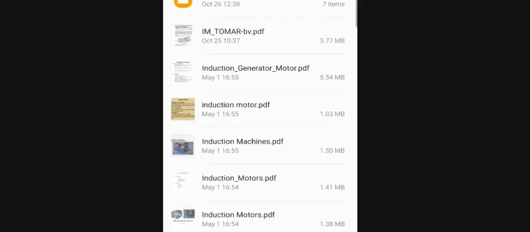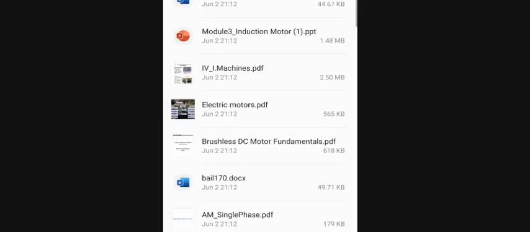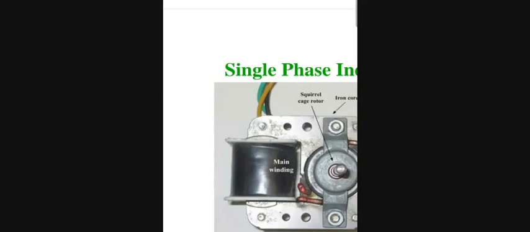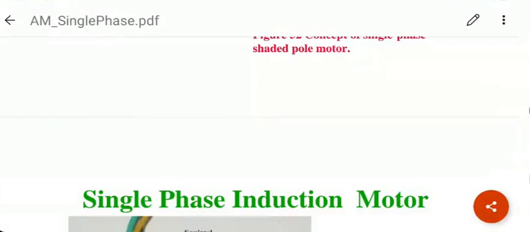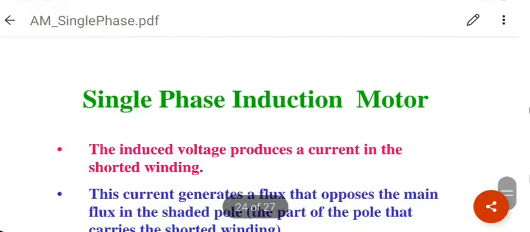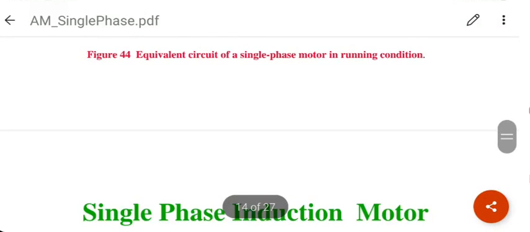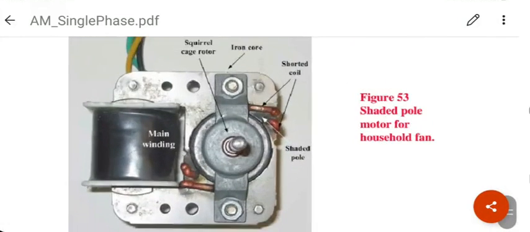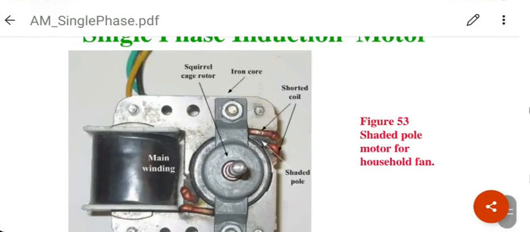Now, one very interesting variation of induction motor is single phase induction. This is the one we use in ceiling fans. This motor obviously has a single phase input, not three phase input. By the way, in case you are curious, this diagram is actually a picture of your ceiling fan opened up. This is a single phase induction motor.